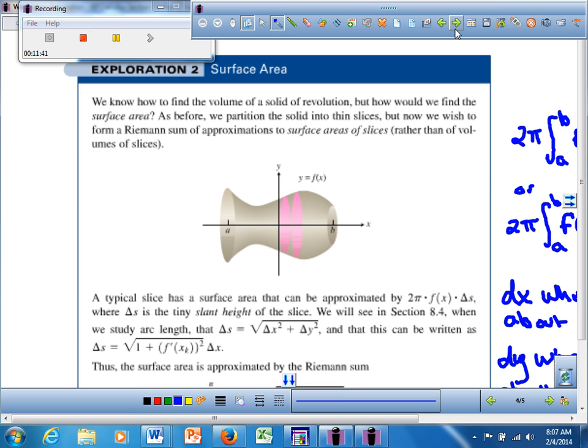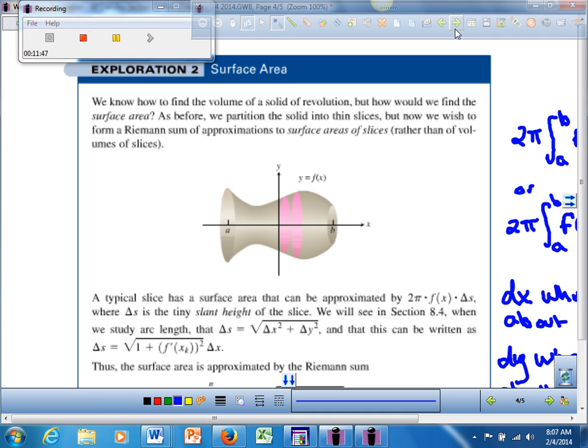Let's talk about surface area. So now we have a solid formed by revolution. We can find their volume. It would also be interesting to know sometimes the actual surface area. This looks like a vase to me, yes? Yeah. Surface area of the vase. Okay? But when we talk about surface area, we're only talking about the lateral surface area, not the top and the bottom.